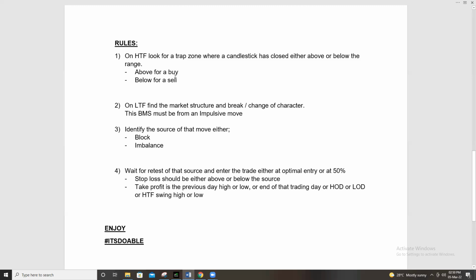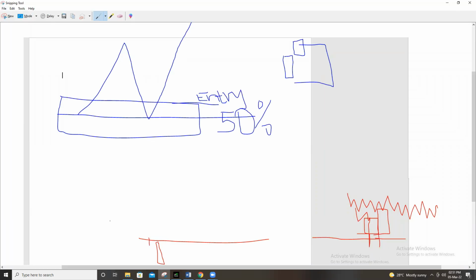Now you move to step 2. Be careful to note the time stamp. Then you move to step number 2. On lower time frame, find the market structure break. BMS, or what people are currently calling change of character. This break of market structure must be from an impulsive move.